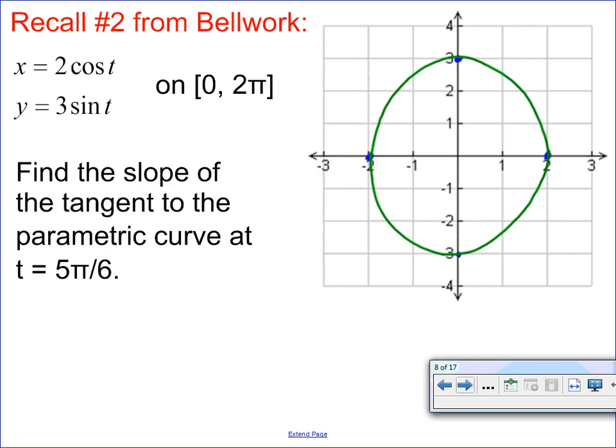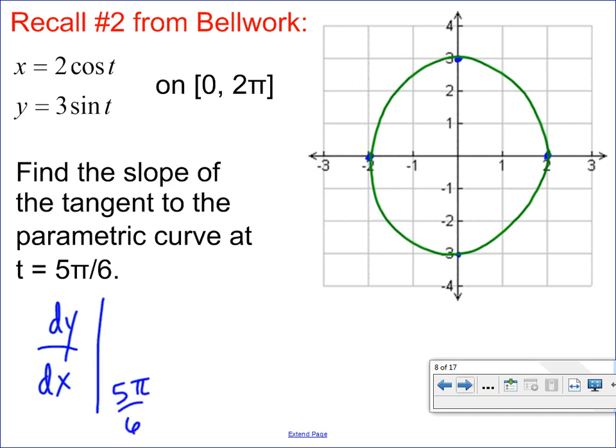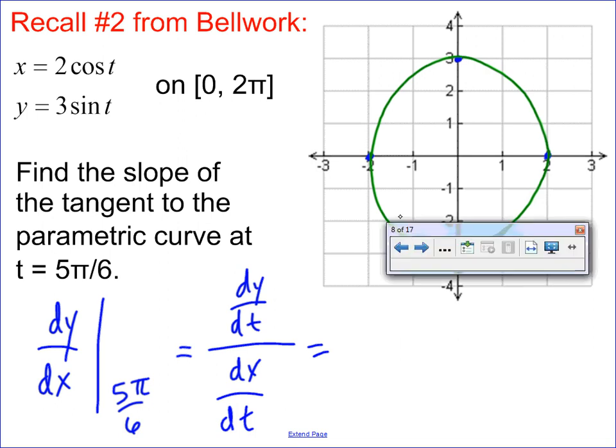So let's go ahead and find the slope of the tangent to the parametric curve at t equals 5π/6. In notation, that means we're trying to find the slope of the curve, the same dy/dx we had before. Now we'll evaluate at 5π/6. The difference is, to generate our dy/dx, we'll differentiate our equations for y and x with respect to time separately. Right? So this becomes dy/dt over dx/dt evaluated at 5π/6.